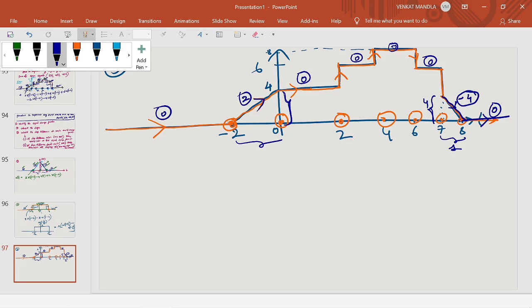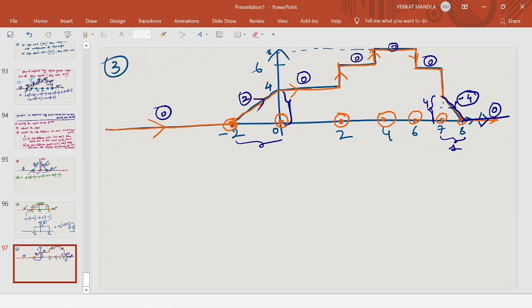Now write down the equation. At t equal to minus 2, the final slope is 2, initial slope is 0. So 2 minus 0 is 2. So 2 times a ramp signal exists, 2 r of t plus 2. Next at t equal to 0, the slope difference is 0 minus 2, that is minus 2. So a ramp exists, r of t at t equal to 0.